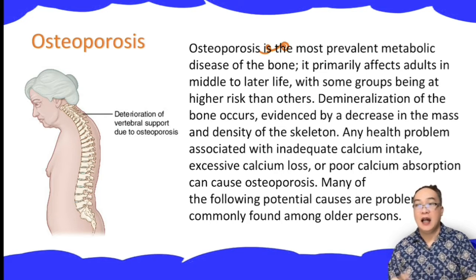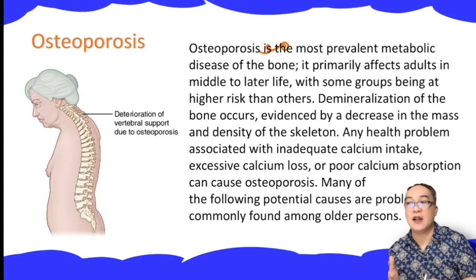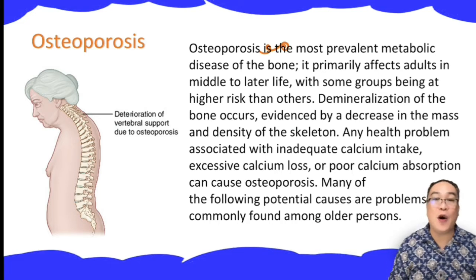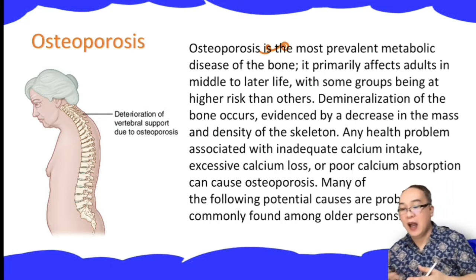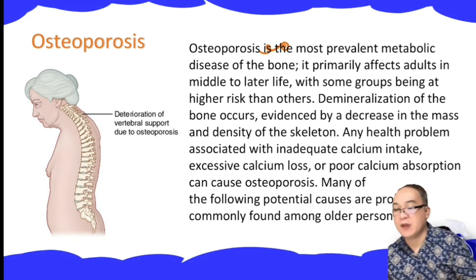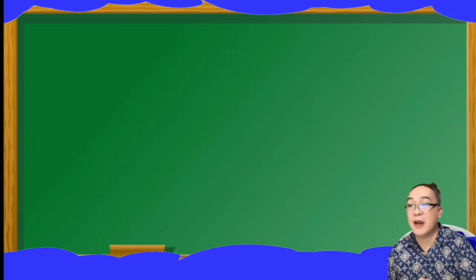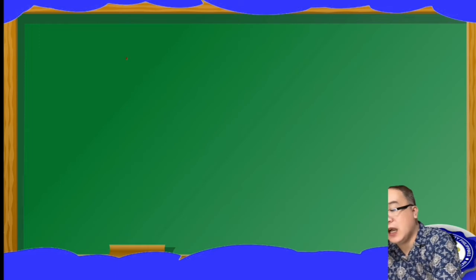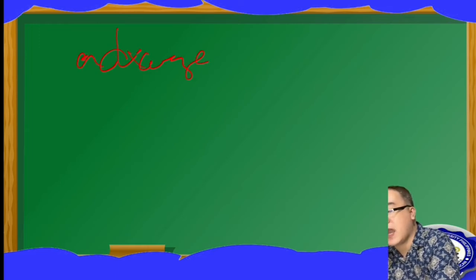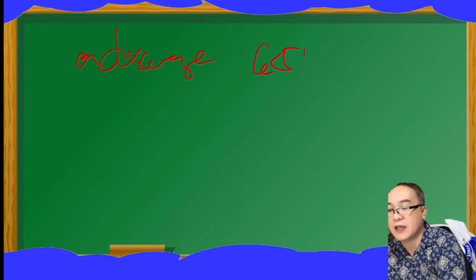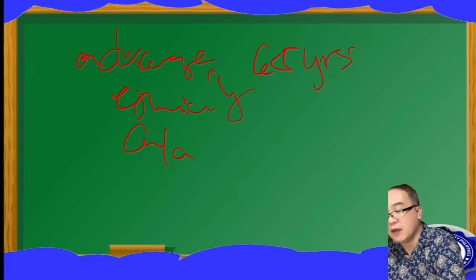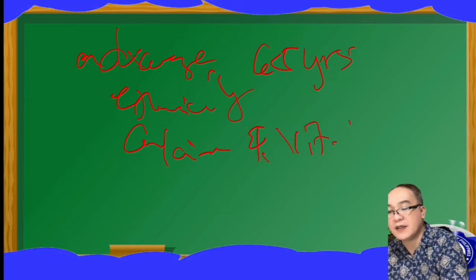Any health problems associated with inadequate calcium intake, excessive calcium loss, or poor calcium absorption can cause osteoporosis. Many of these are potential causes or problems commonly found among older persons. So what are the risk factors for the development of osteoporosis? One is advanced age, for women 65 years and older. You can also have ethnicity, and calcium and vitamin D deficiency.